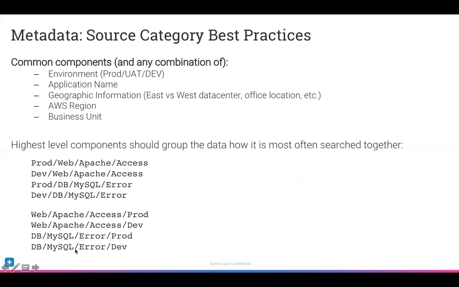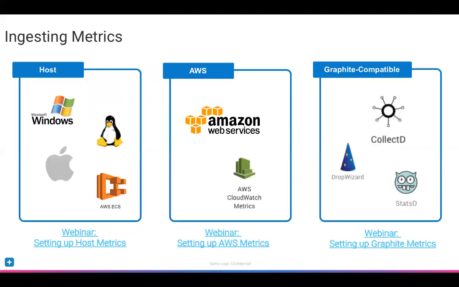Whereas in this case down here, look, I've done web Apache access prod and web Apache access dev. If I was concerned with my Apache access data regardless of the environment, then I might use this kind of strategy in here because I would do web Apache access star, and that would give me anything that has to do with web Apache access. So there's no right or wrong way of doing it. It just depends on how you will be searching your data.